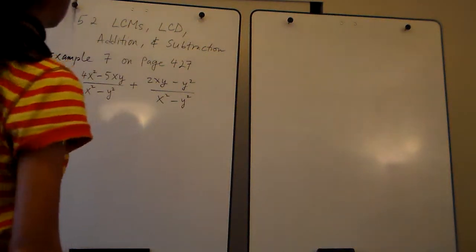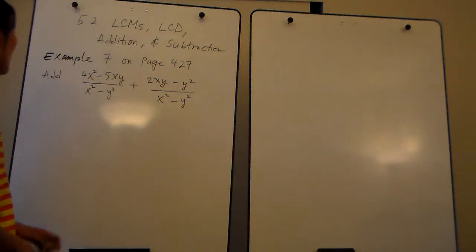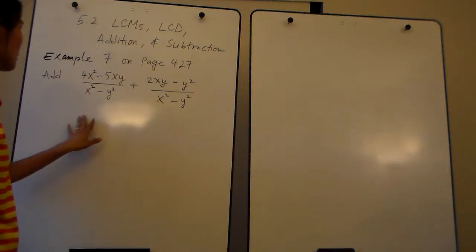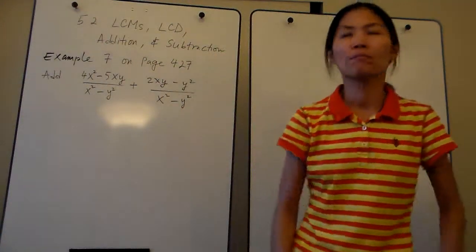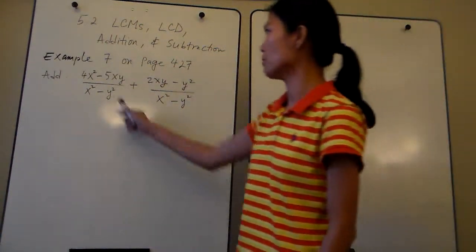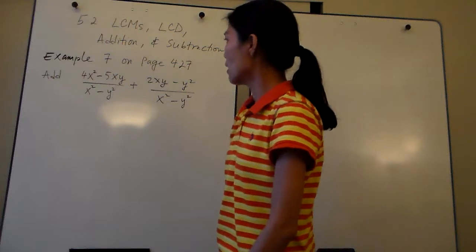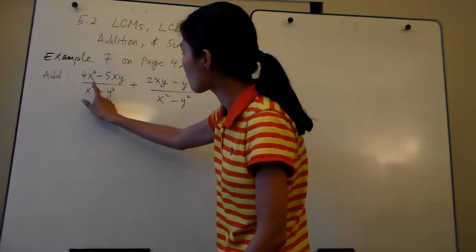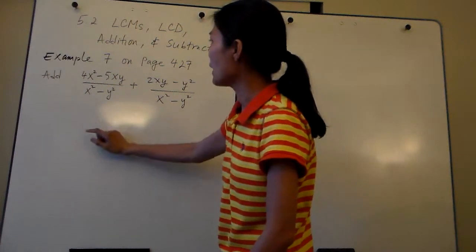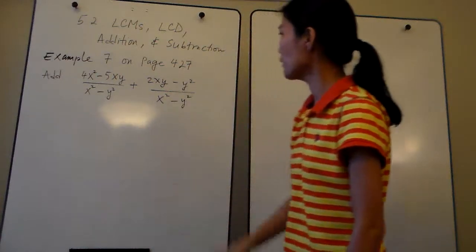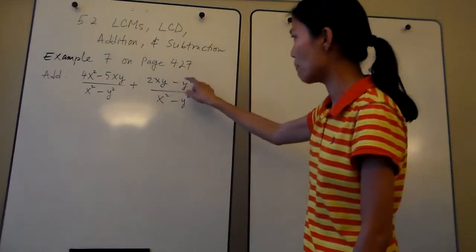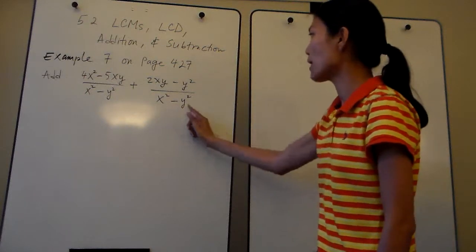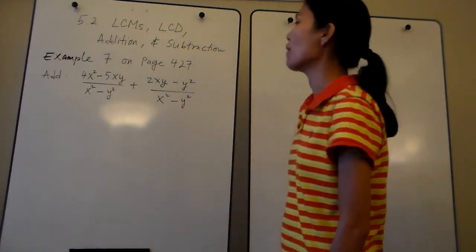Example 7 on page 427. Add the two fractions. Okay. For this example, we're given the first fraction, 4x squared minus 5xy, and the denominator is x squared minus y squared. For this second fraction, we have 2xy minus y squared, with x squared minus y squared as its denominator.